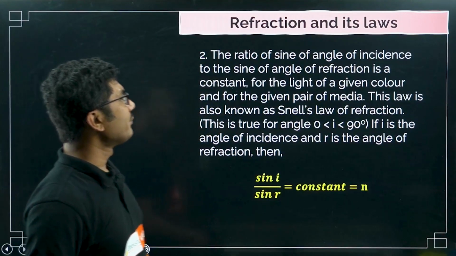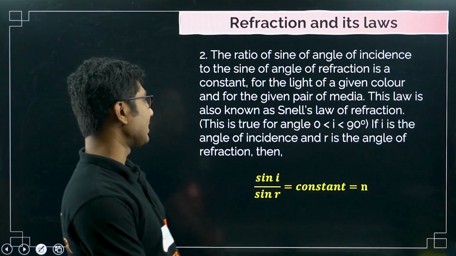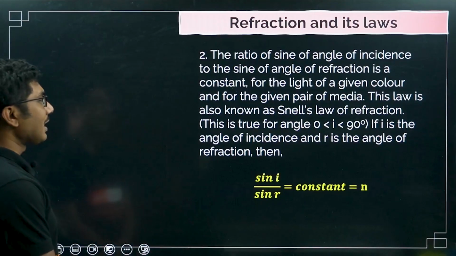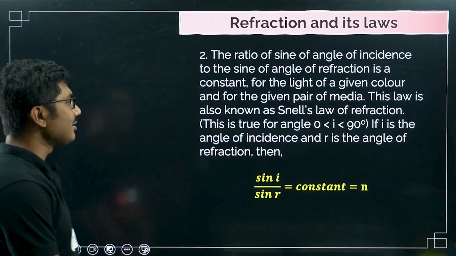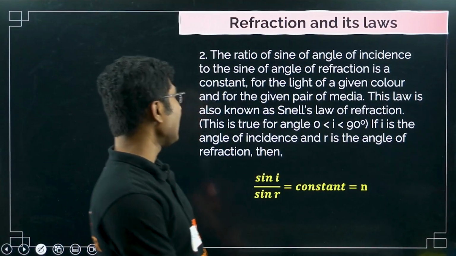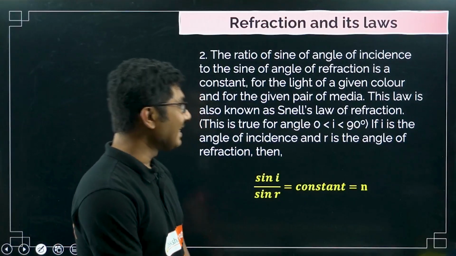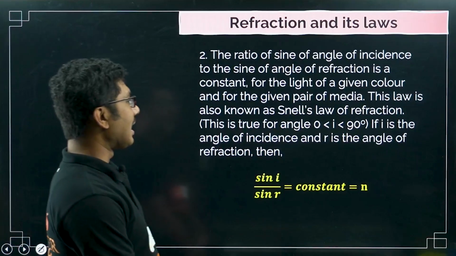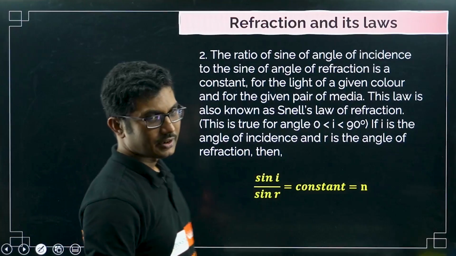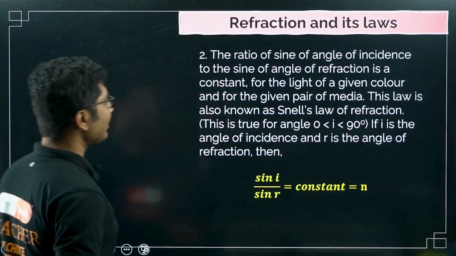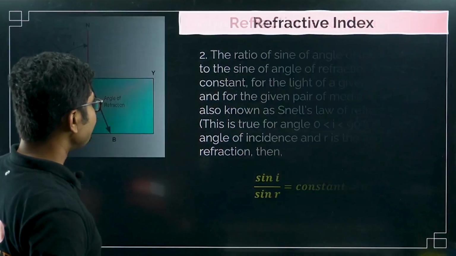What is this? The ratio of sine of angle of incidence to the sine of angle of refraction is a constant for the light of a given color and for the given pair of media. This law is known as Snell's law of refraction. This is true for angle 0 < i < 90 degrees. If i is the angle of incidence and r is the angle of refraction, then sin i / sin r equals a constant. Obviously this holds for a given angle range, which I will explain in detail.